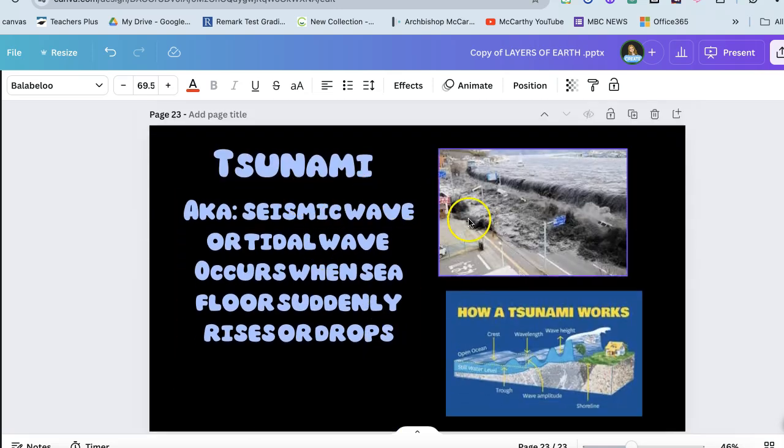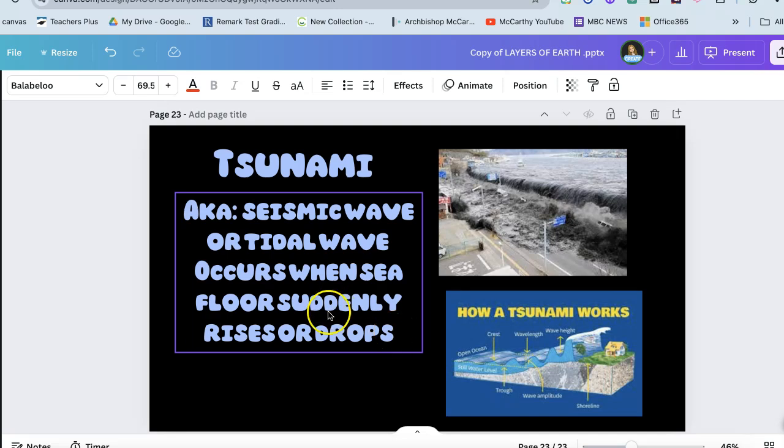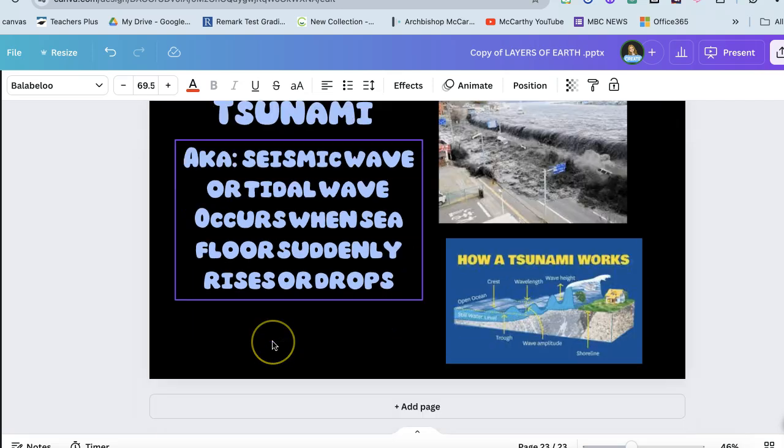Tsunamis are a result of shifting of plates as well. What they are is basically an underwater earthquake, and they cause a huge tidal wave because the seafloor drops or rises with some kind of plate shift, and the wave pours across land.